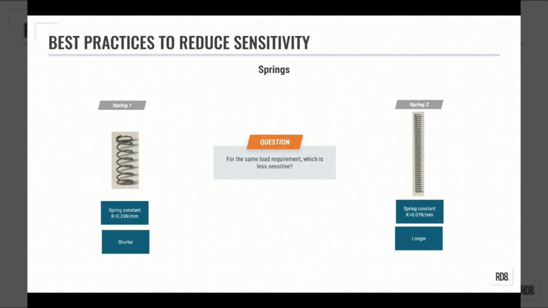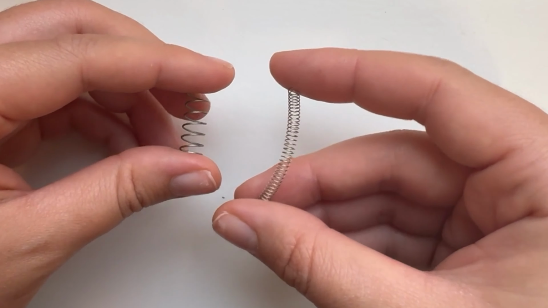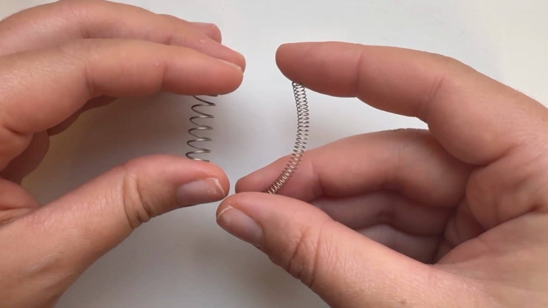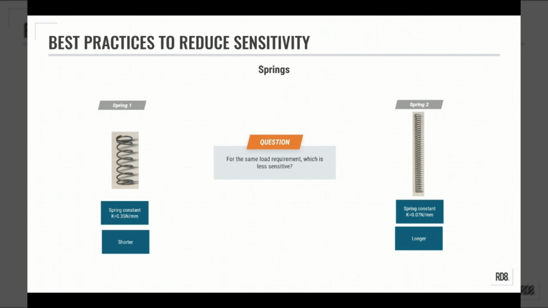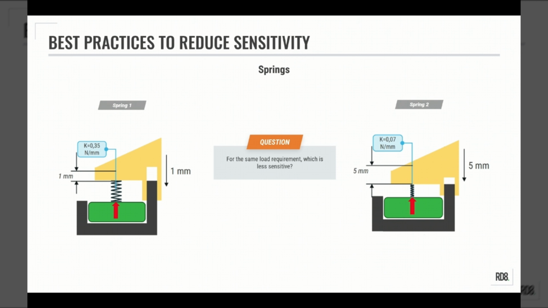But what about springs? Let's look at these two examples. We have a short and stiff spring and a long and soft spring. For the same load requirement, which one of them will be less sensitive to variation? To answer this question, we created a jig that will allow us to test the influence of a variation in the pre-tension of the springs. Let's look at a video and see how it works.